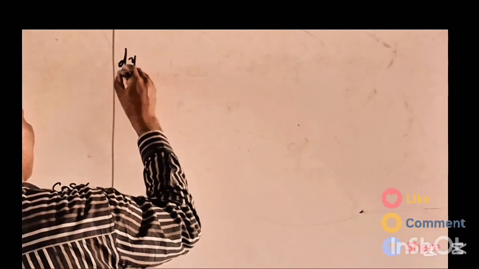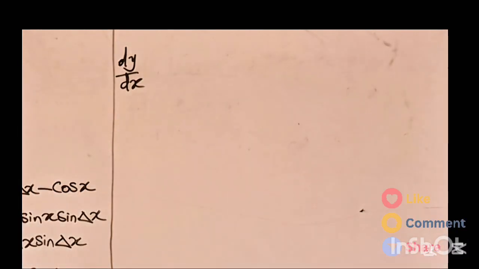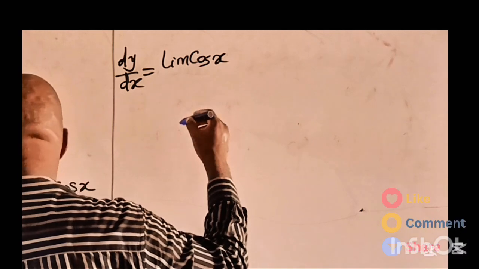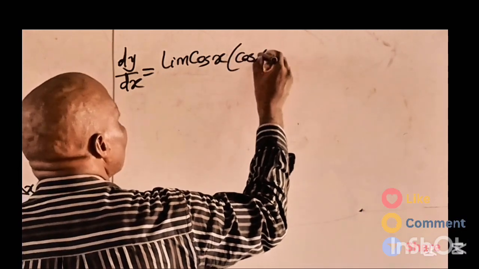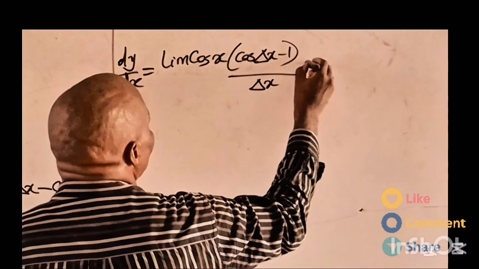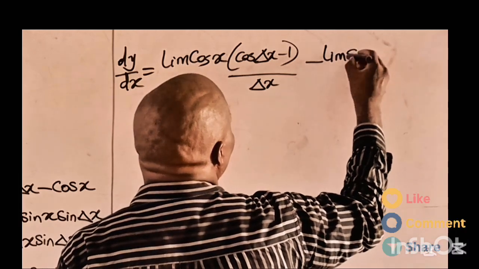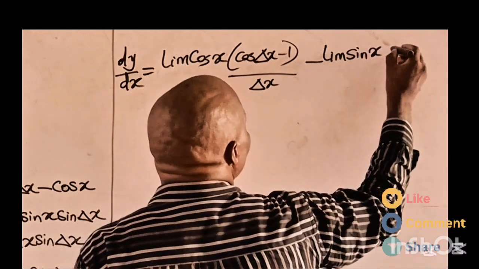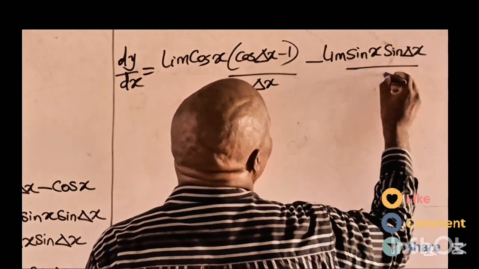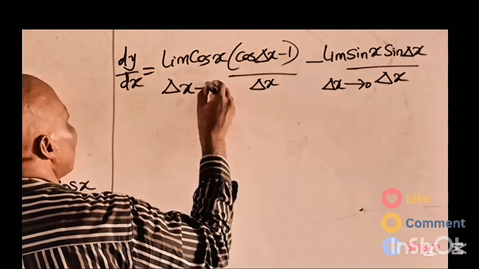So dy/dx is equal to the limit of cos x into cos change in x minus 1 over change in x, minus the limit of sine x, sine change in x over change in x. This one as delta x tends to 0.